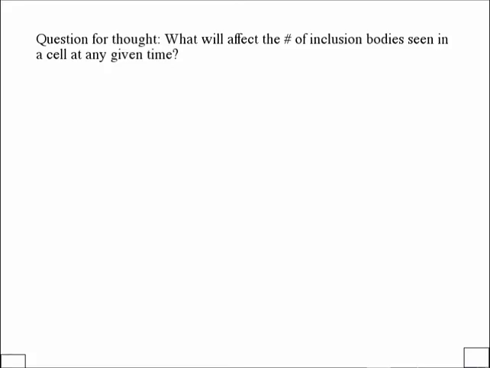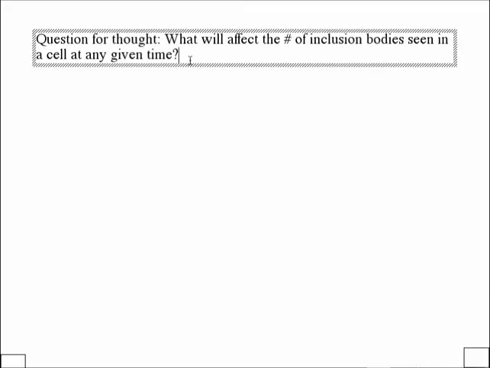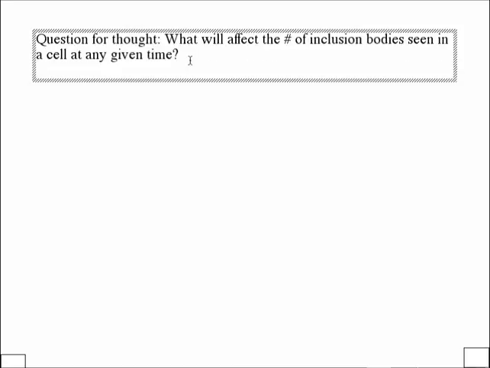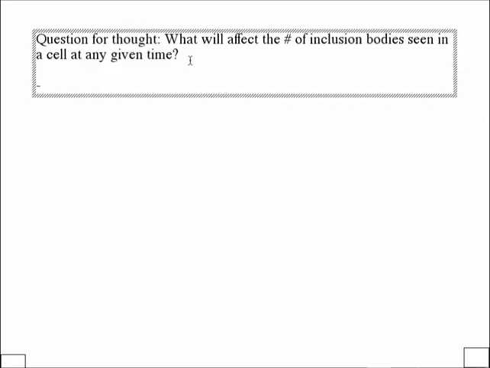As we end our coverage of inclusions, I just want to take a moment to begin to entertain a question that you can continue to think about. That is, what will affect the number of inclusion bodies seen in a cell at any given time? Now, broadly, I think we could answer this question with environment. We know that the environment that surrounds a cell is going to dictate what it can either store away or what it has to deplete.